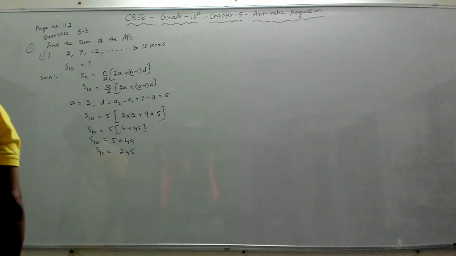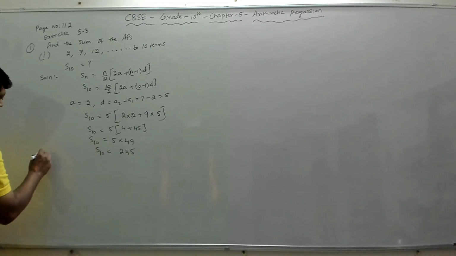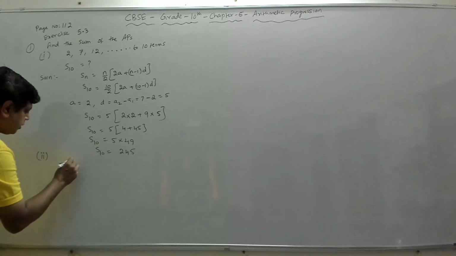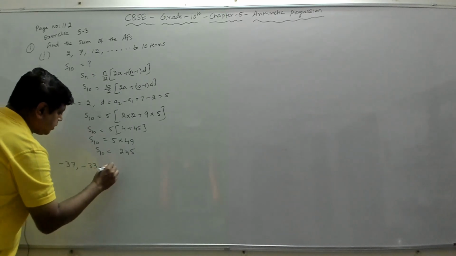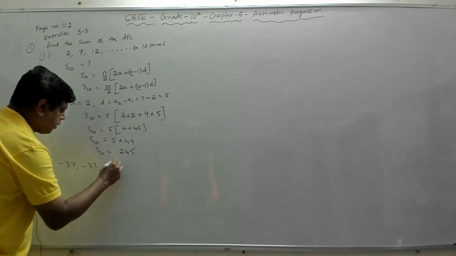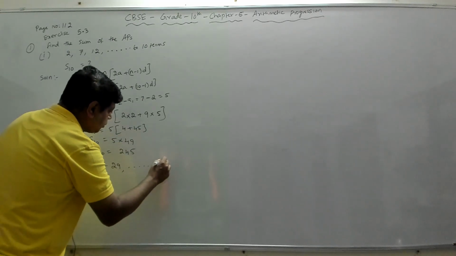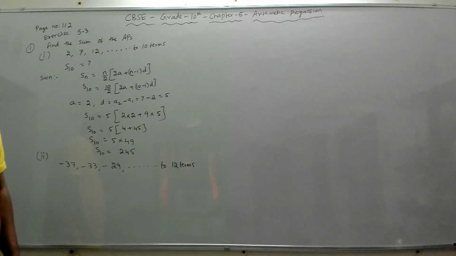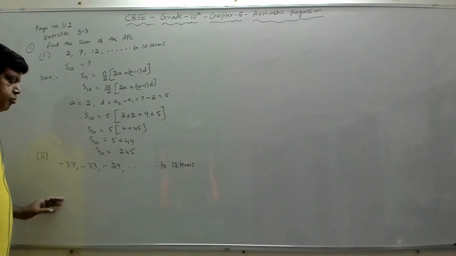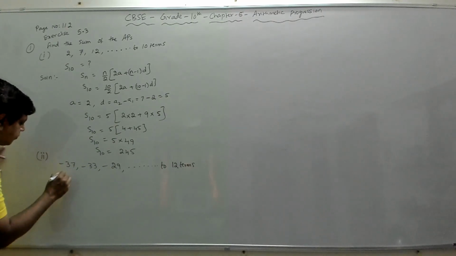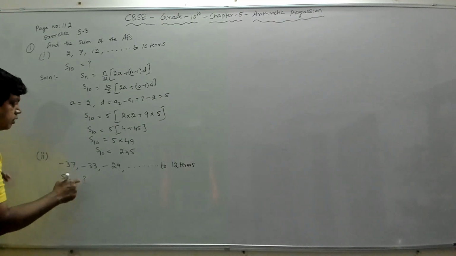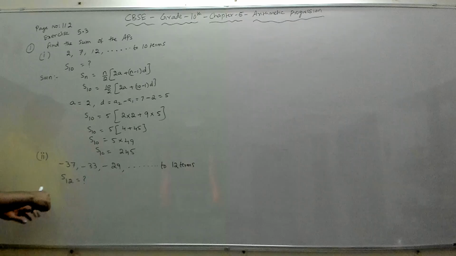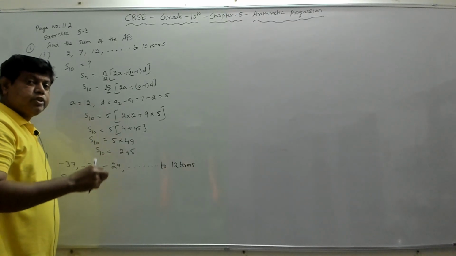Fine. Now let's go to the next one, the second subdivision of the first problem. The AP is minus 37, minus 33, minus 29, up to 12 terms. So we should find the sum of up to 12 terms for this AP. What we have to find is S12, the sum of the first 12 terms.